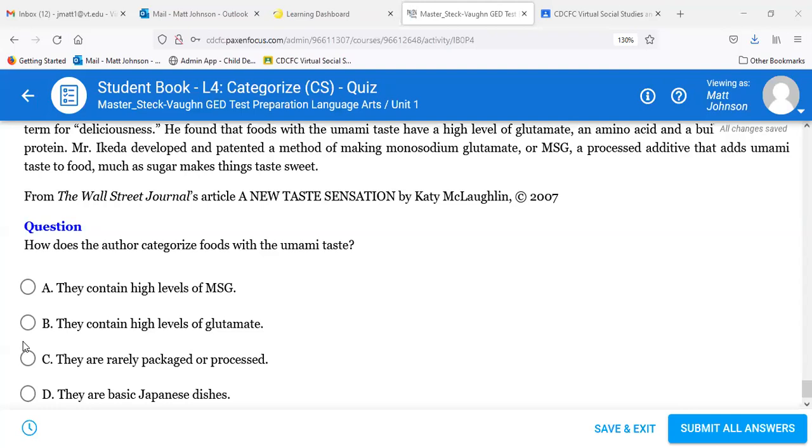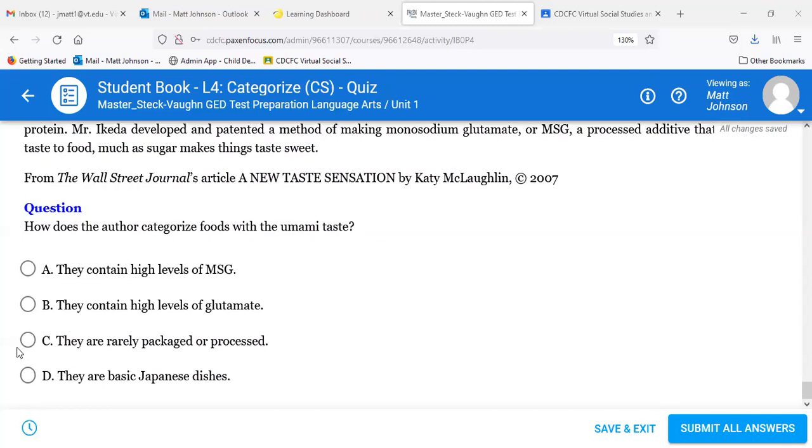With the umami taste. So is that A, they contain high levels of MSG, B, they contain high levels of glutamate, C, they're rarely packaged or processed, or D, they are basic Japanese dishes. B? It's B. Yeah, B as in boy.